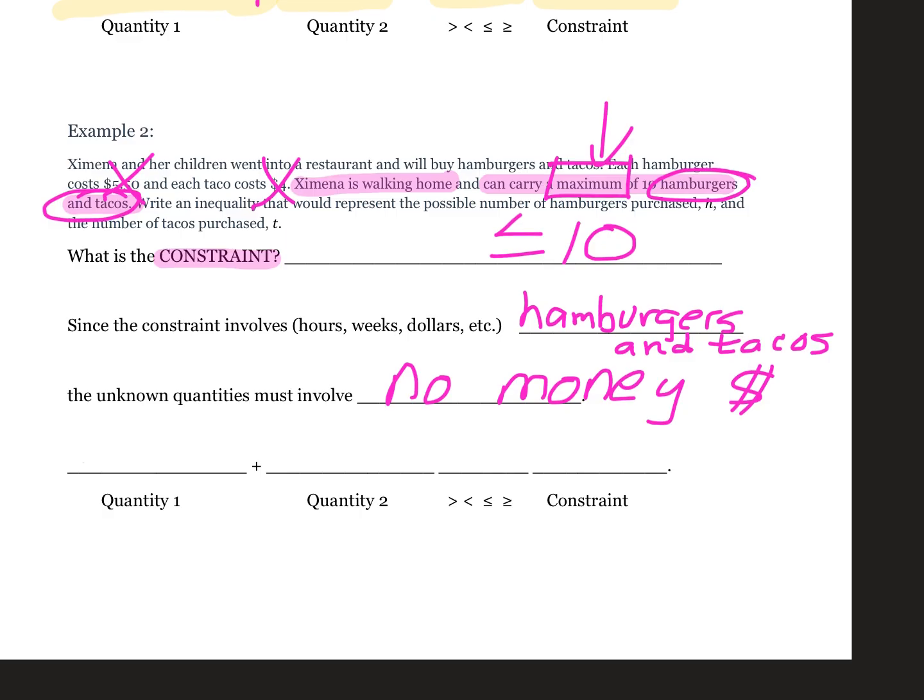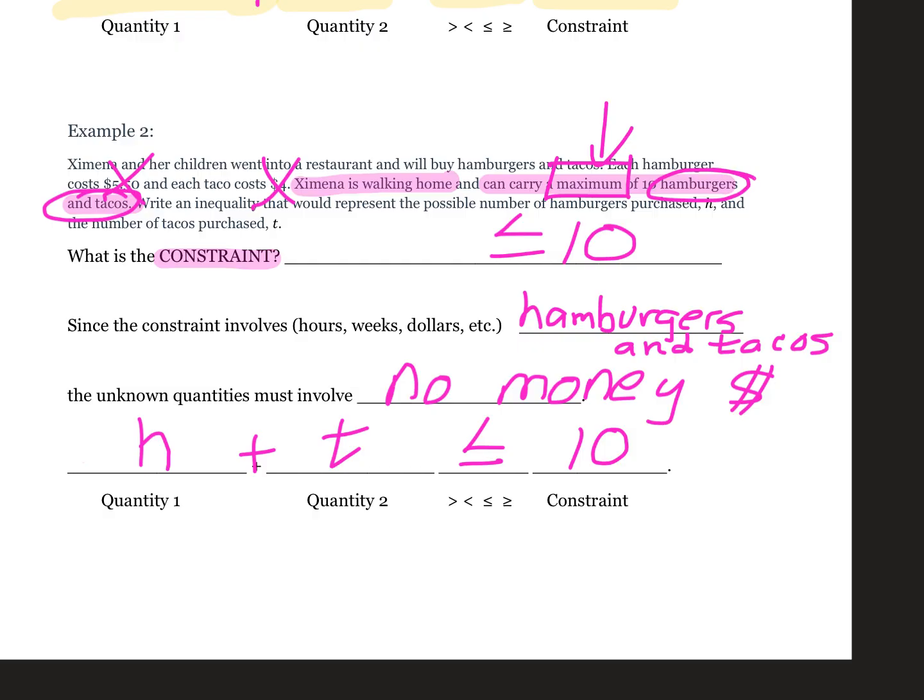So this time, my unknown quantity is my number of hamburgers, which we already know from the previous problem is H, plus my number of tacos, and it must be less than or equal to 10. And that is all for our second inequality.